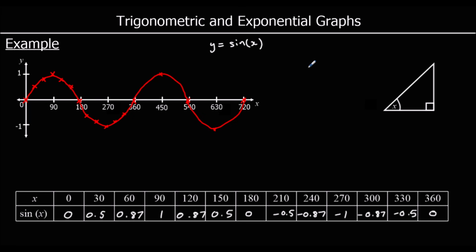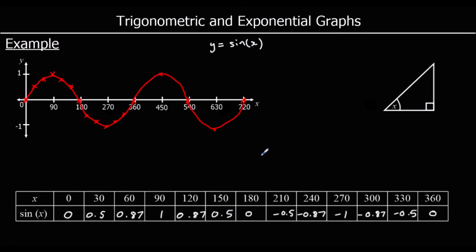So what we need to know is it starts at 0, it goes up to 1. 1's the biggest thing we can get, and minus 1's the smallest thing we can get. And we have the same shape that repeats every 360 degrees.